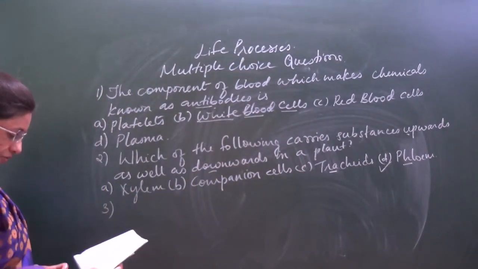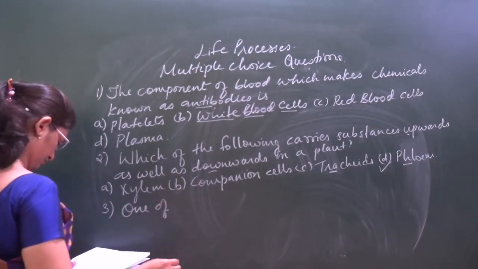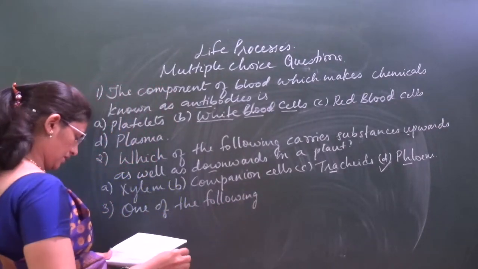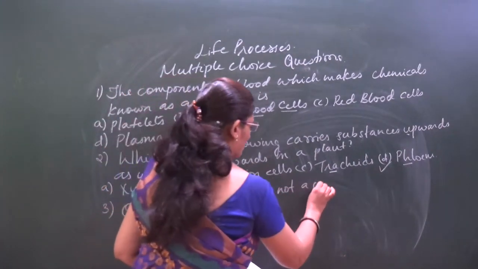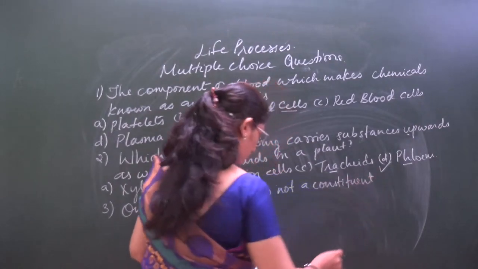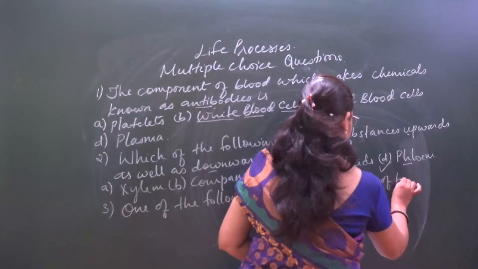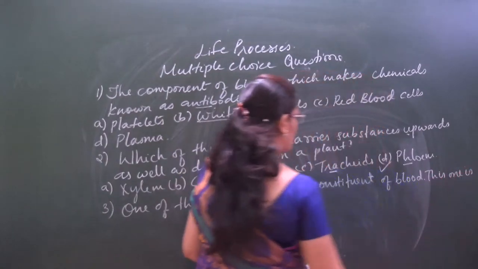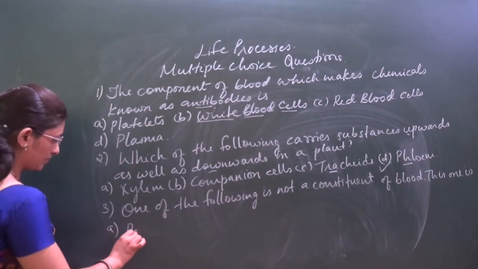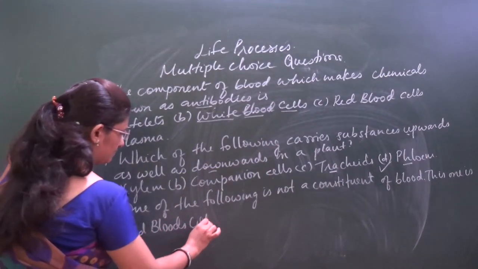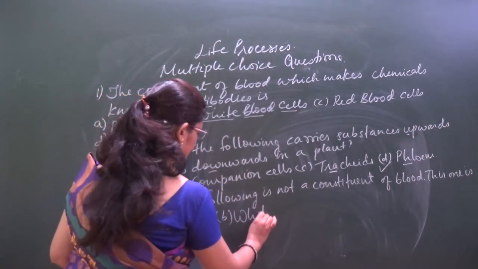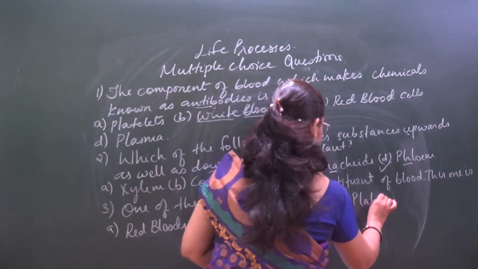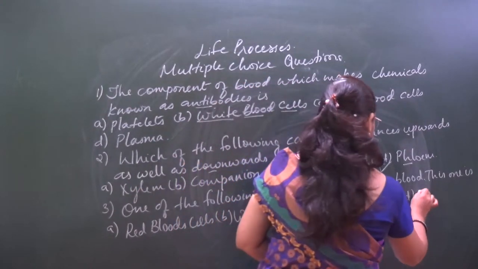The next question: one of the following is not a constituent of blood. The options given are: option A, red blood cells. Option B is white blood cells. Option C is platelets. And option D is the sieve plates.